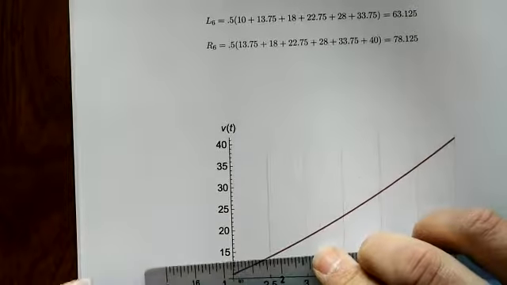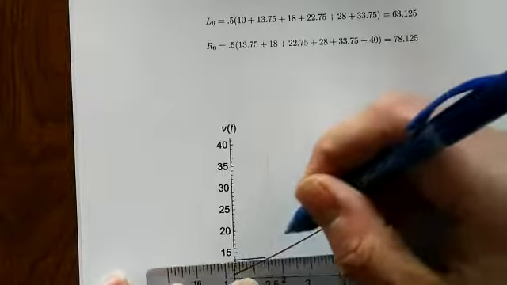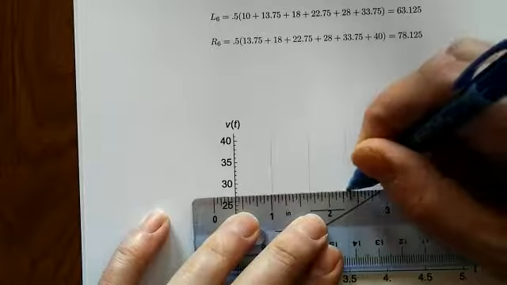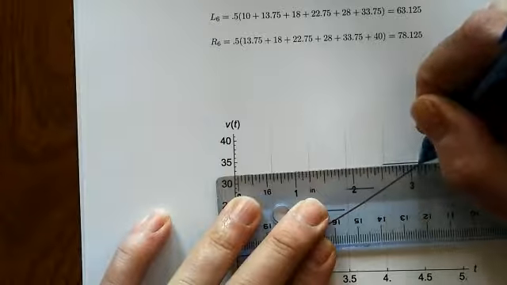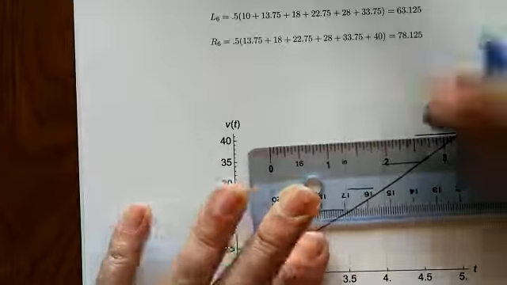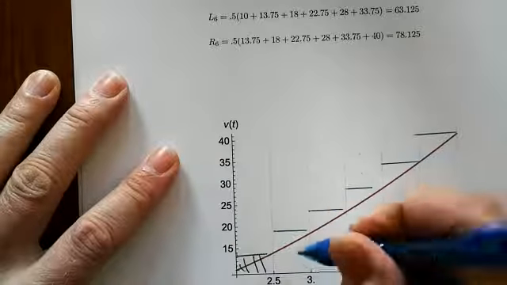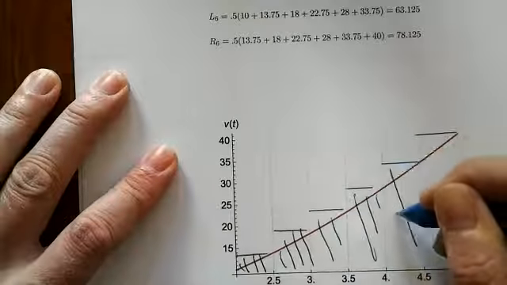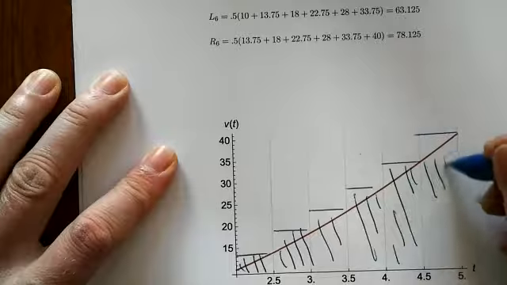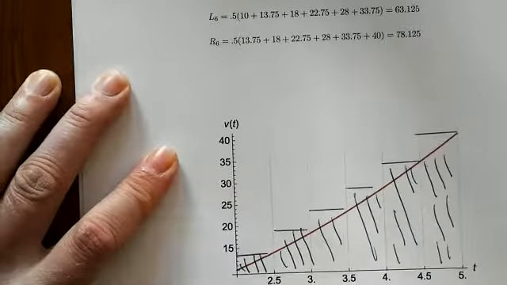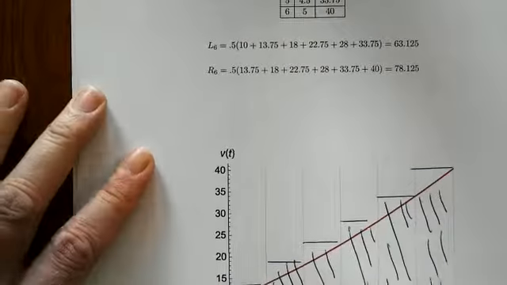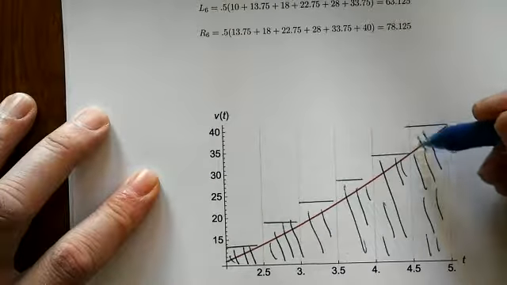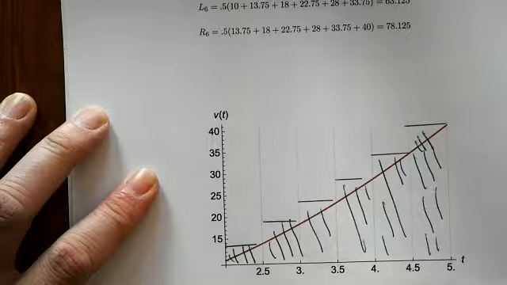Now for the right estimate, I do something similar, except now I'm always using the function output at the right-hand endpoint of each subinterval. So the first rectangle would look like that, the second rectangle would look like that, and so on and so forth. And that's what we have. Okay, so we call those Riemann sums. And you can sort of get the feeling that if we use more and more rectangles, we're going to get more accurate representations of the area under the curve.